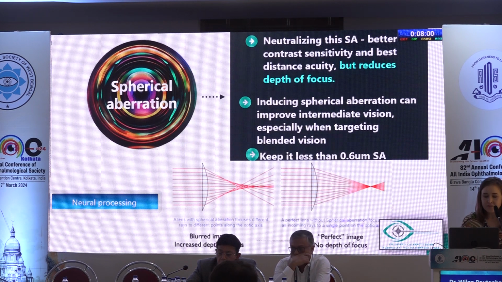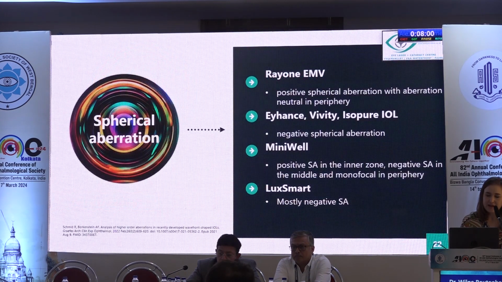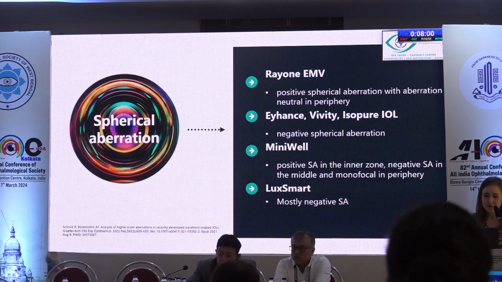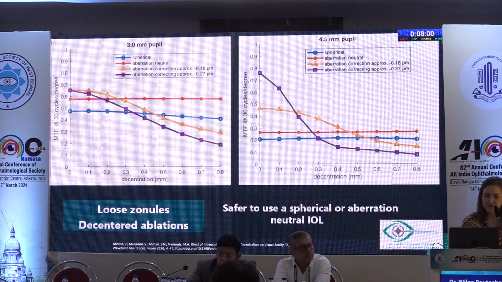It is good practice to keep it less than 0.6 micrometers, otherwise it goes into the toxic range. And this is exactly what was also being said, that the RayOne EMV uses mostly positive spherical aberration. Most of the other types of EDOF and also enhanced monofocal lenses use negative spherical aberration. Some use a combination of the two.